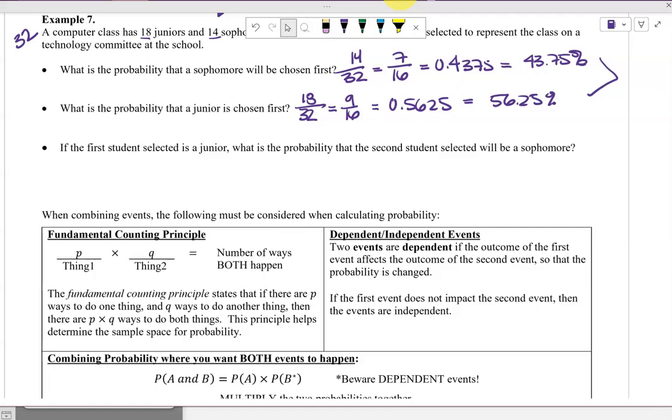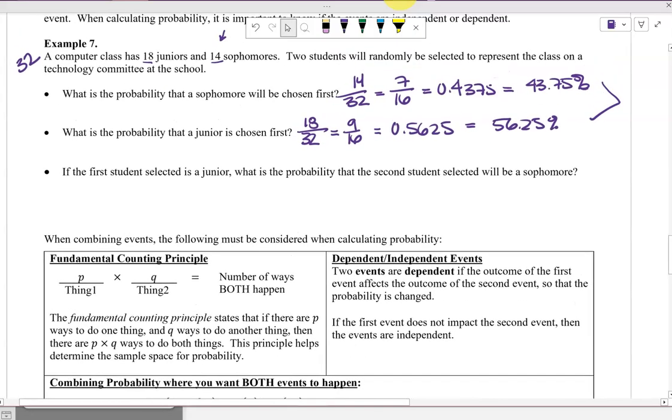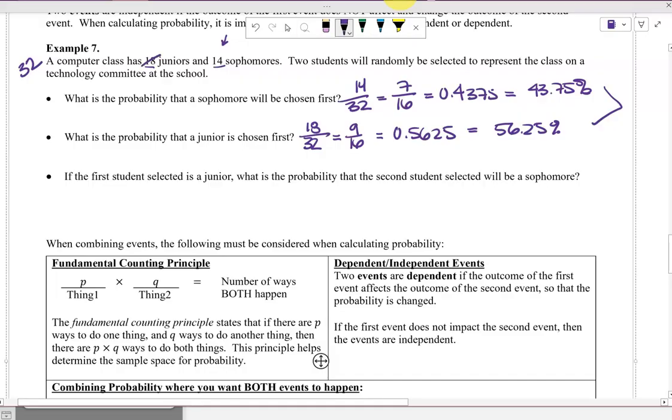Okay, if the first student selected is going to be a junior, then there's no longer 18 juniors, there's 17, but there's no longer 32 students, there's 31. So that junior's been selected. There's 17 juniors left over, but there's 31 students. So now what's the probability that the second student's going to be a sophomore?